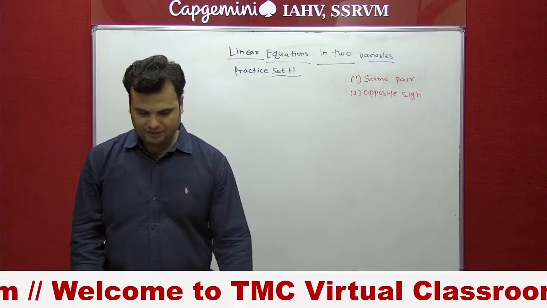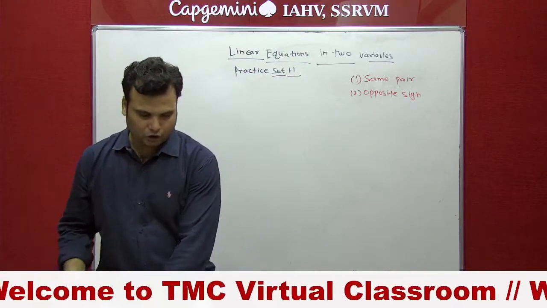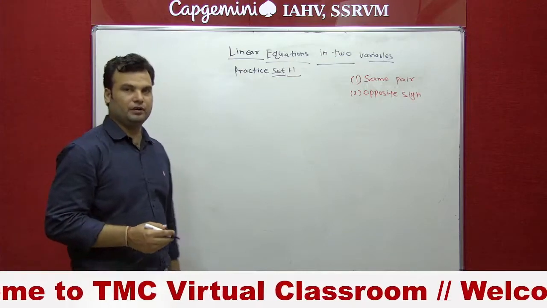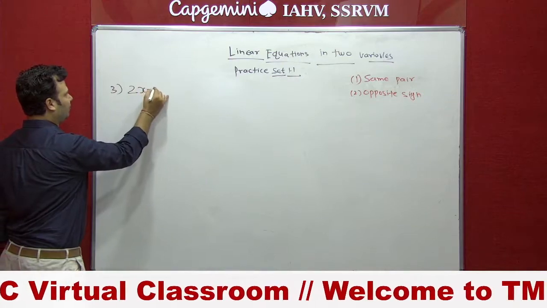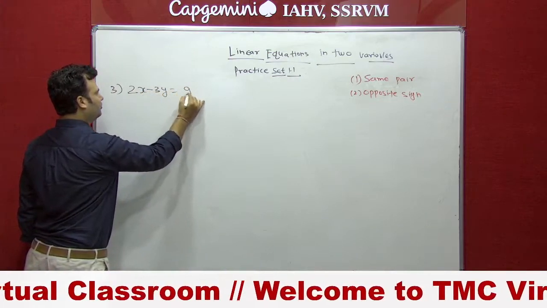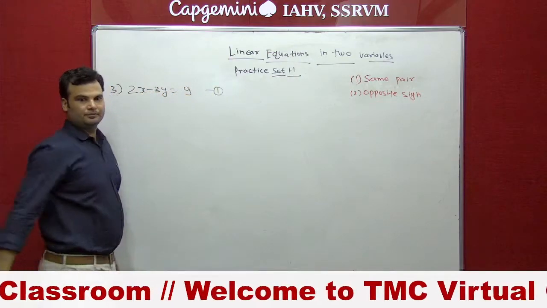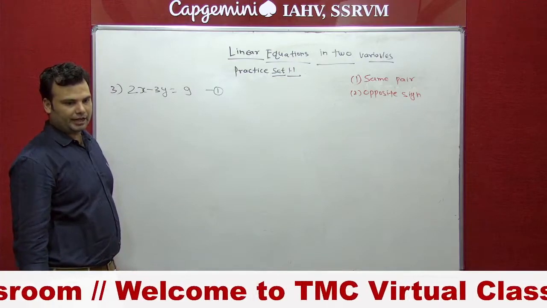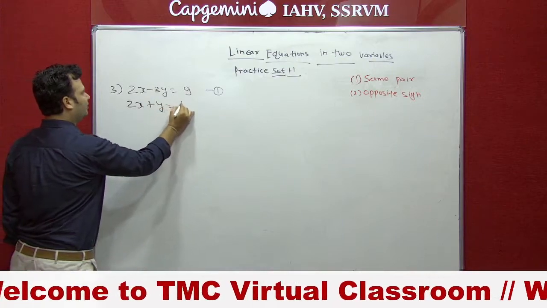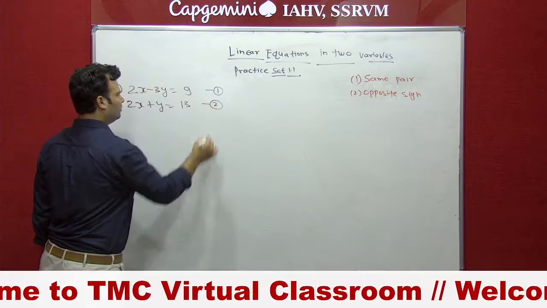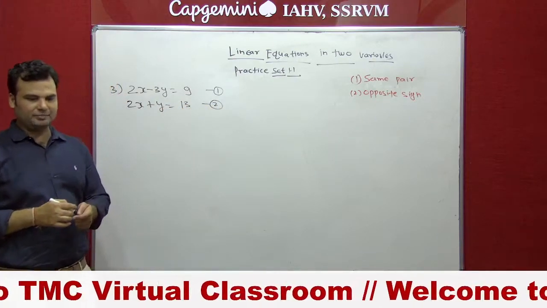Next, third sum is given: 2x minus 3y equal to 9, equation number 1. And the second equation is 2x plus y equal to 13. Very simple sum. Again the same method.